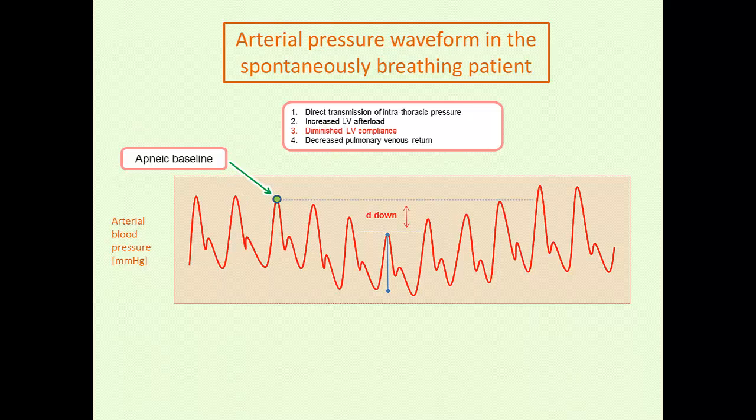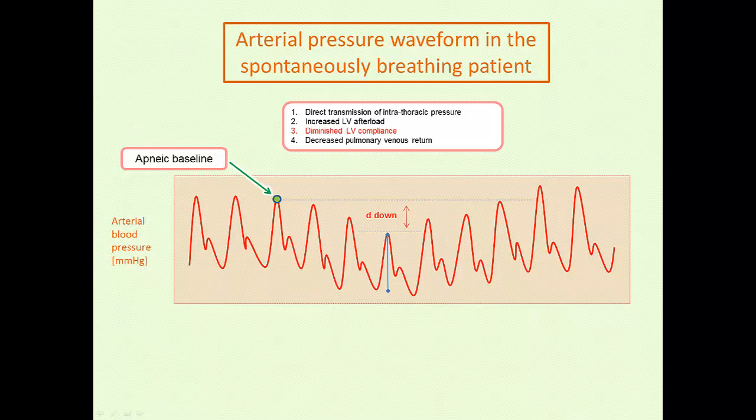There could be an increased left ventricular afterload. Again, that tends to be a minimal effect in patients with normal cardiac function. The key mechanism here and the physiology of the quote-unquote normal pulsus is diminished left ventricular compliance, and that just occurs as the right ventricle is charged with blood. On inspiration, the compliance of the LV is impaired. And then also during spontaneous inspiration, there could be decreased pulmonary venous return.